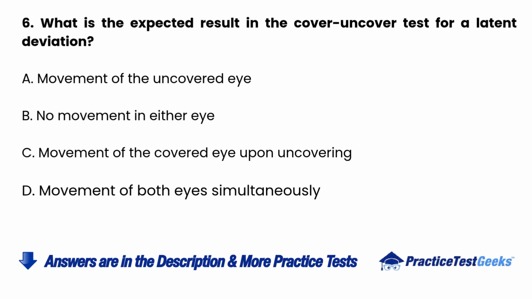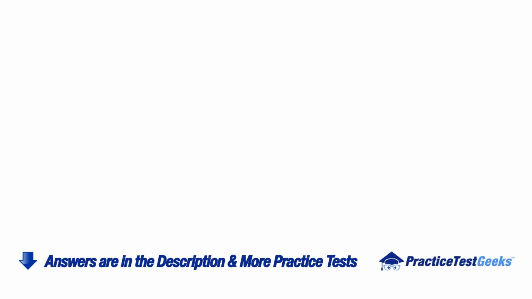6. What is the expected result in the cover-uncover test for a latent deviation? A. Movement of the uncovered eye. B. No movement in either eye. C. Movement of the covered eye upon uncovering. D. Movement of both eyes simultaneously.